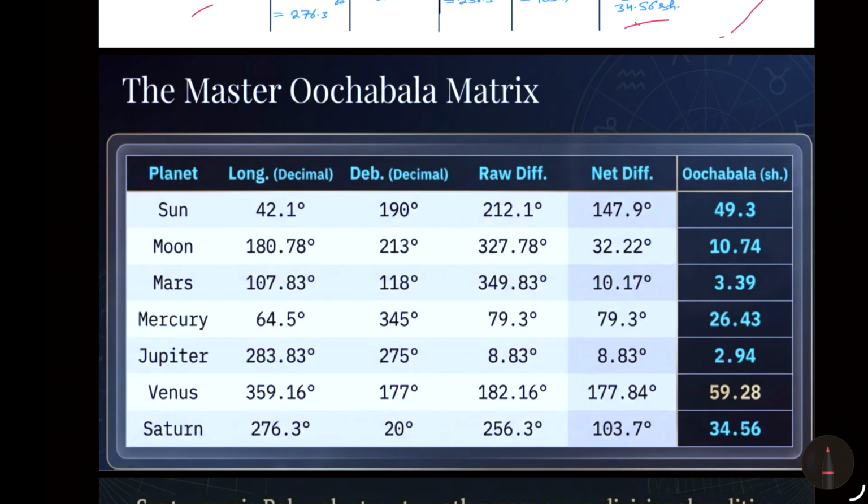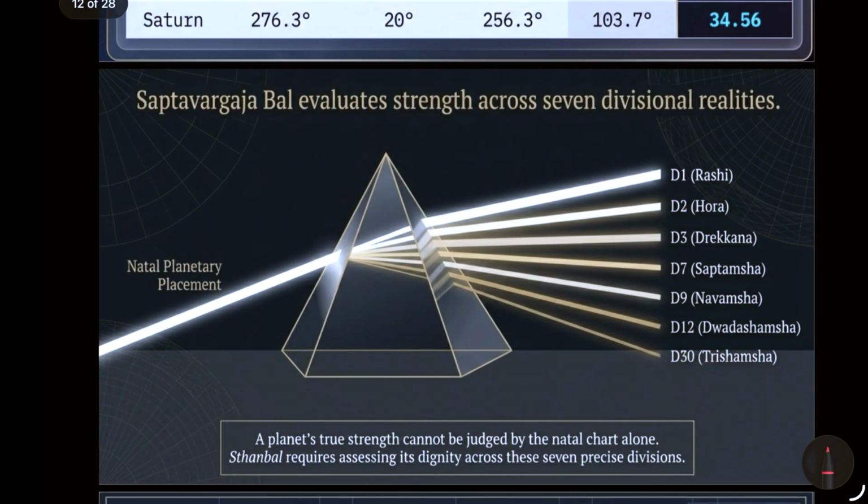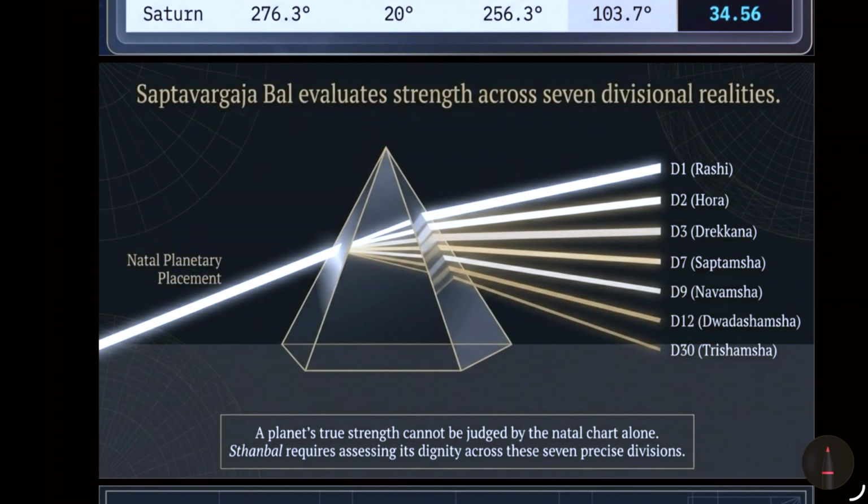So the second component of Sthan Bal is Saptavarga Bal. We know that Saptavarga means seven divisional charts. It is D1, D2, D3, D7, D9, D12, D30. So these are different divisional charts which we already learned in our Alankar, how to calculate these things. So I'm not going to focus on the calculation, like how we convert D1 to D3 or D2 or D7. I assume you already know that.